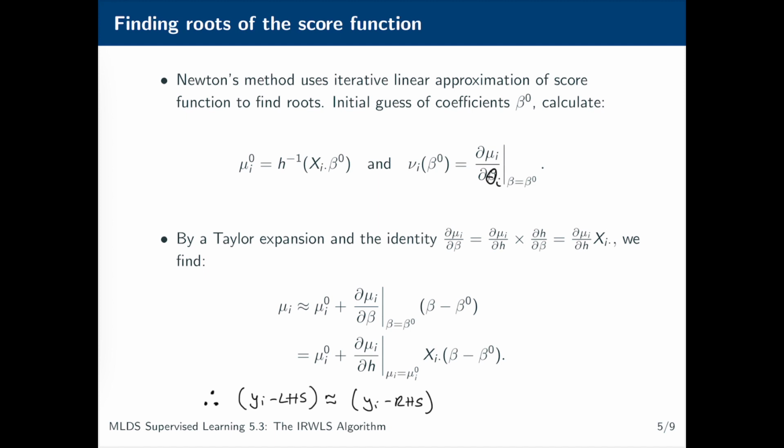Applying the derivative identity that's given on the slide here, we can express this in terms of the derivative of mu i with respect to the link function instead. This gives us something that we can substitute into our previous equation for the score function that depends only on things that we know.